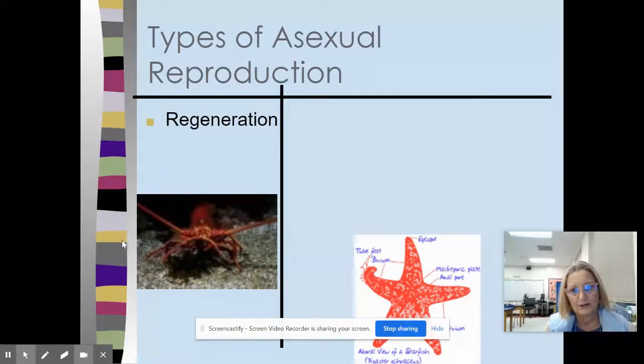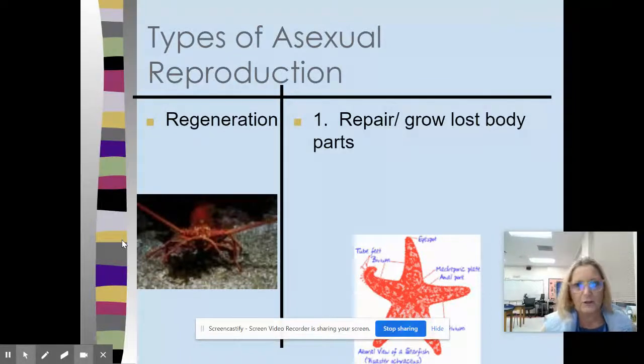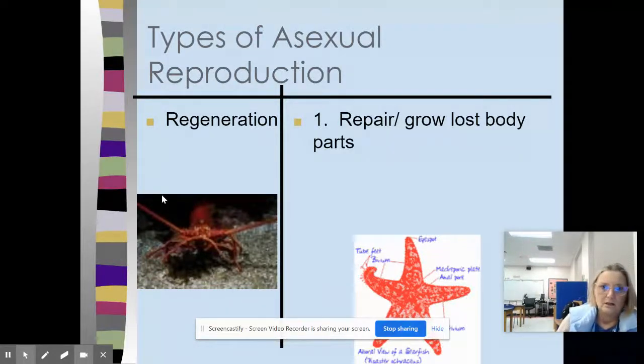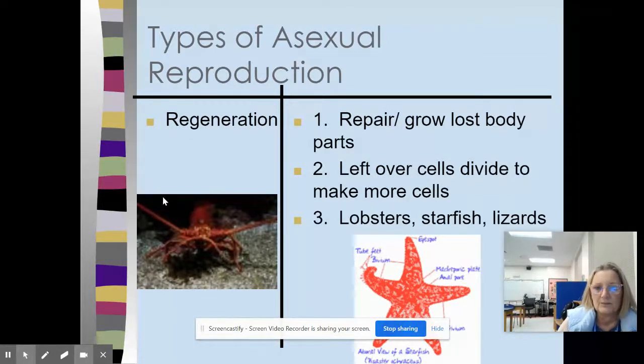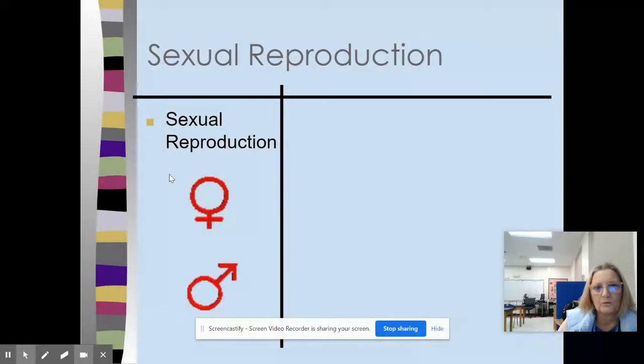Asexual reproduction: regeneration, we grow and repair lost body parts. There are leftover cells, and they divide to make more cells. Lobsters, starfish, lizards, earthworms can do this if you cut them in two.